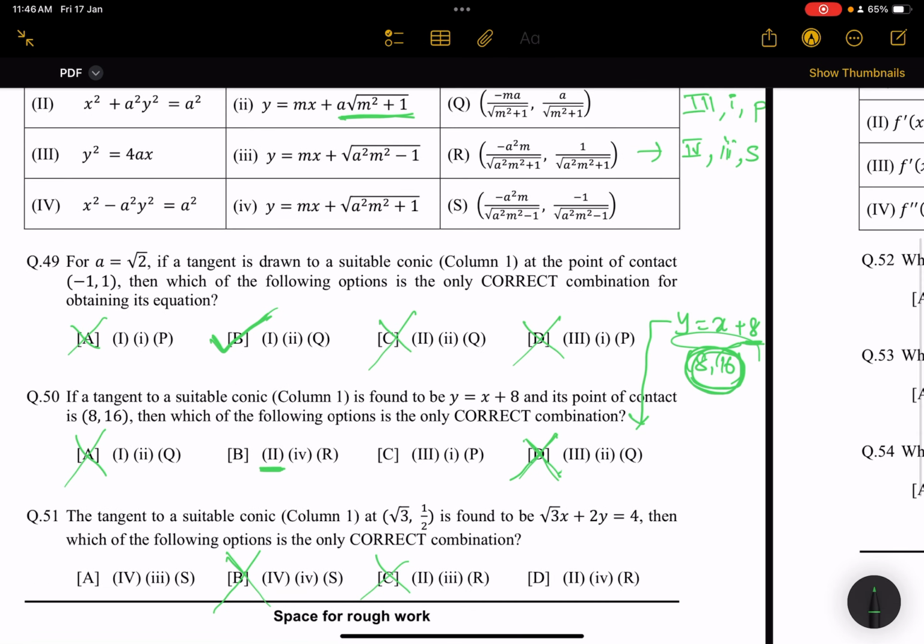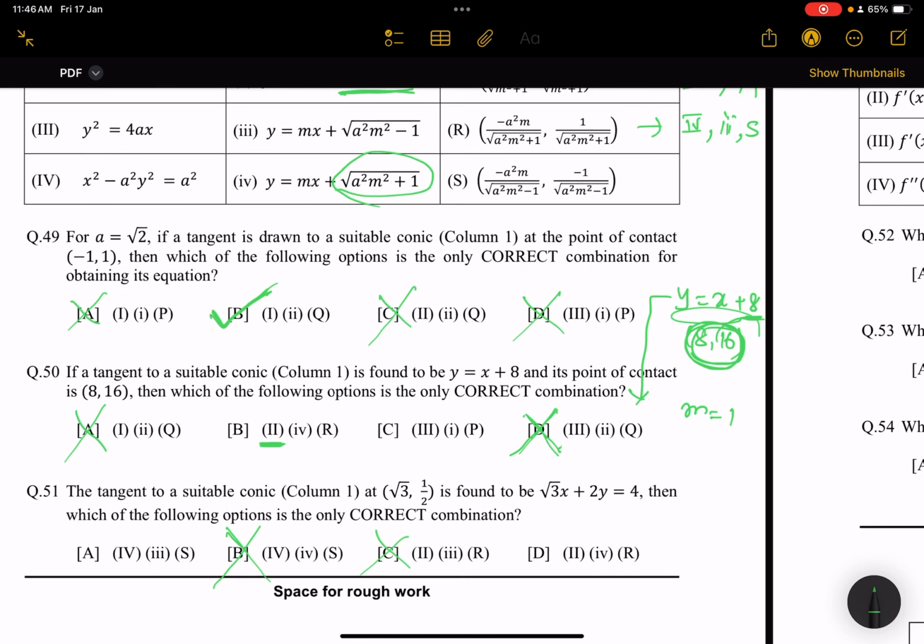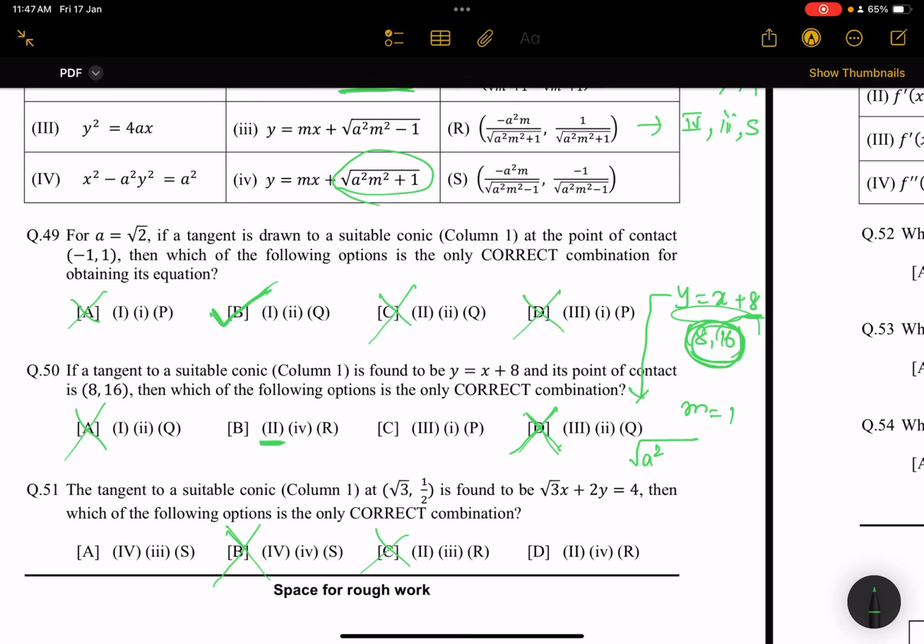Let the conic be an ellipse. If it is an ellipse, again m is equal to 1. So this is the equation of tangent to the ellipse. So root of a square m square plus 1 is equal to this particular 8. So m is equal to 1, so a square plus 1 is equal to 64. A square is equal to 63.